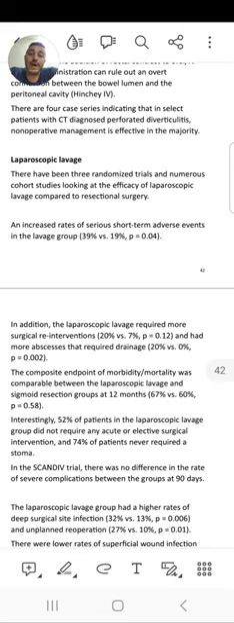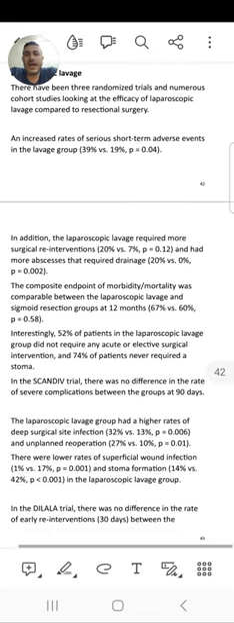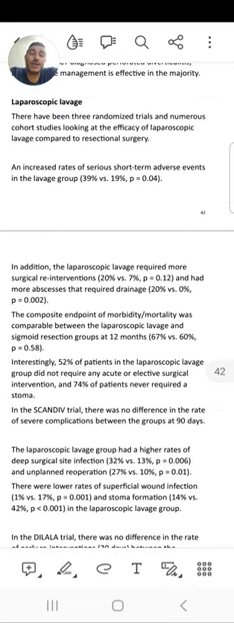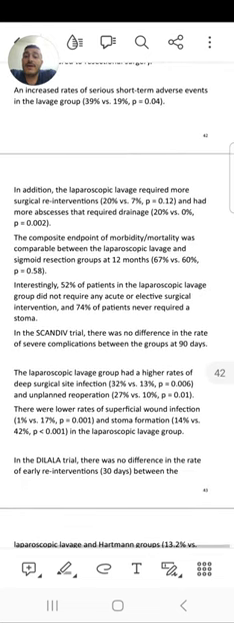Also, I will recognize the procedure for Hinchey 3, which is purulent peritonitis, is the laparoscopic lavage. Actually, what we do is irrigation and evacuation of the contaminated material laparoscopically. And there are many studies comparing laparoscopic lavage versus Hartmann procedure. They found that there is an increase in the rate of serious short-term adverse events in the lavage group.